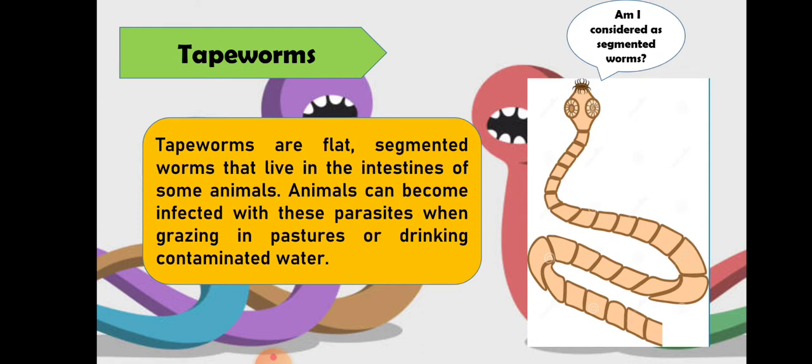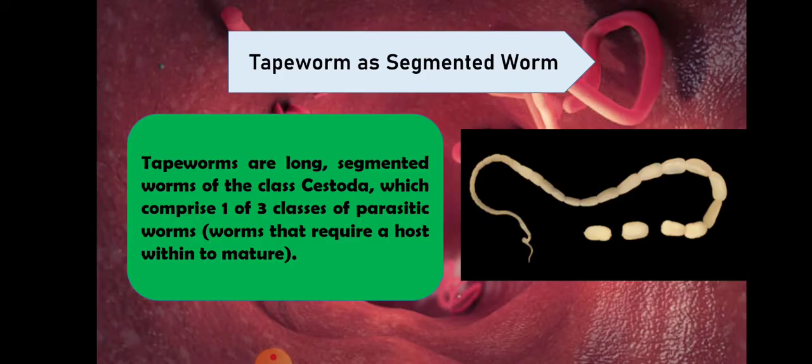So, am I considered a segmented worm or a tapeworm? Is a tapeworm considered to be a segmented worm? Let's answer it through the next slide. So tapeworm as segmented worm. Tapeworms are long segmented worms of the class Cestoda, which comprise one of three classes of parasitic worms. These are worms that require a host within to mature.